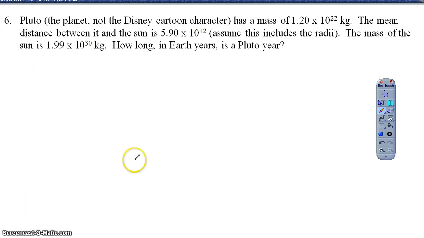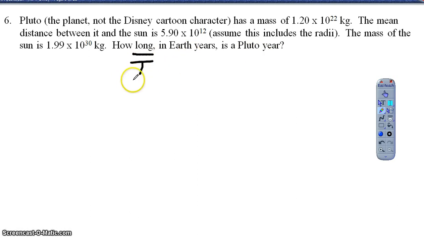So for question 6, they tell us Pluto, obviously the planet, has a mass of 1.2 times 10 to the negative 22nd kilograms. The mean distance between it and the Sun, they give us the radius there. The mass of the Sun they give us as well. How long in terms of Earth years is a Pluto year? Okay, so they're asking us for the length of time, right? So they're asking us for the period. Is a Pluto year compared with that of an Earth year?